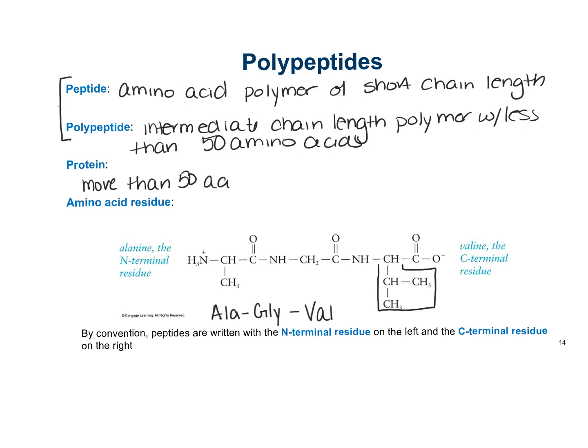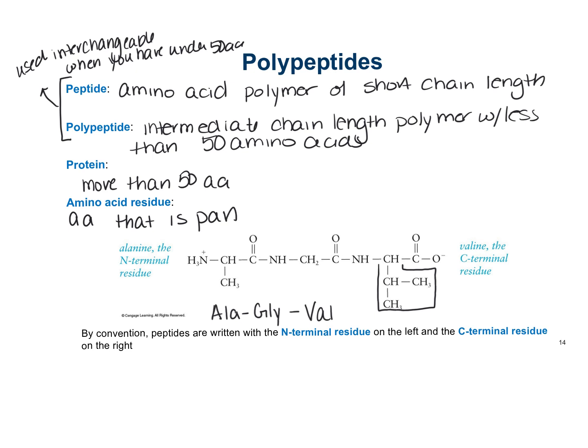Now, here's the deal. Scientists disagree on where the cutoff is between a peptide and a polypeptide, and so these terms really are used interchangeably when you have under 50 amino acids. But everybody pretty much agrees that once you get above 50 amino acids, that's a protein. Now, an amino acid residue is just an amino acid that is part of a peptide, polypeptide, or protein chain.